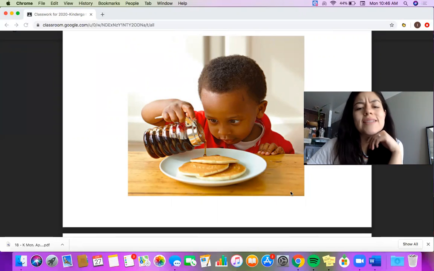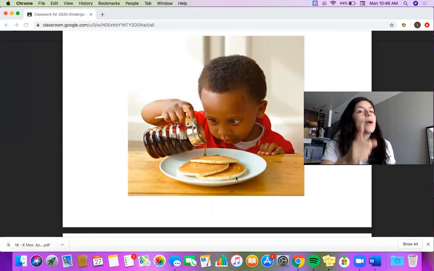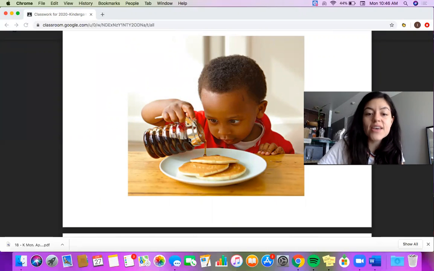So this little boy is eating a meal that I think looks like breakfast, unless you have pancakes for dinner. Now, at what point of the day would you eat breakfast typically? Not nighttime, not evening, not even afternoon, but morning time. That's right. So this little boy is participating in a morning activity, eating breakfast.